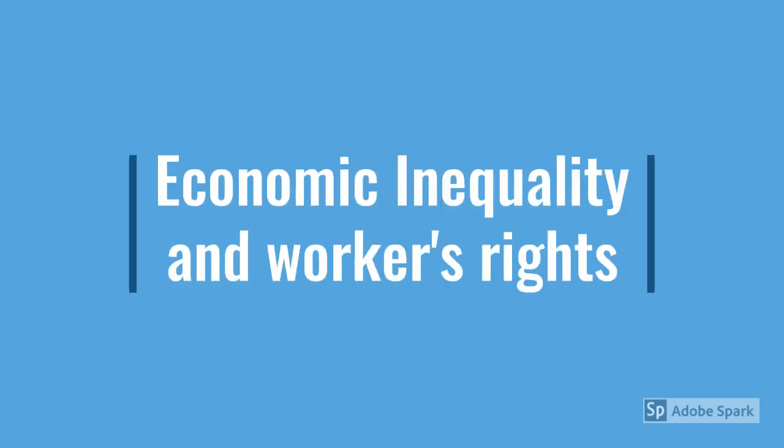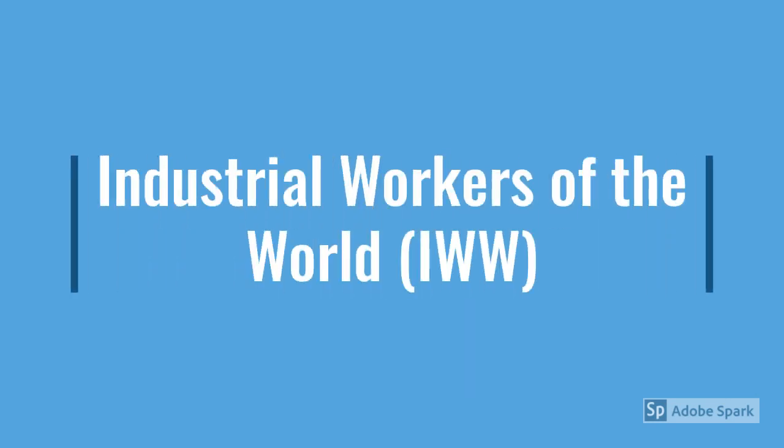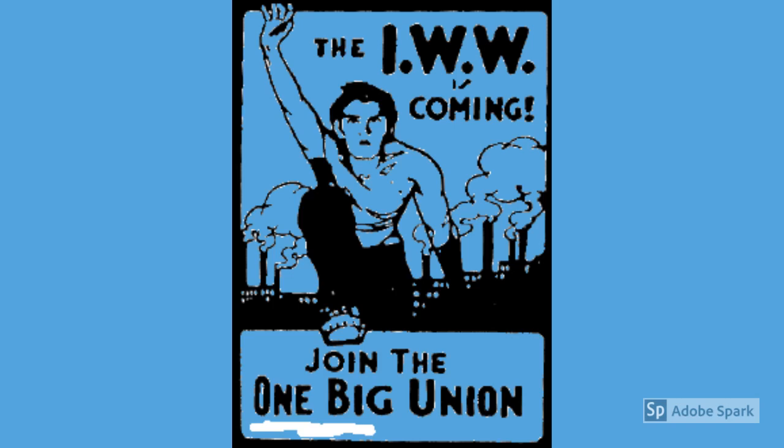Last but not least, economic inequality and workers' rights were major focuses of progressive movements during this time period. There were the Industrial Workers of the World, founded in Chicago in 1905. This was a union that tried to oppose capitalism and promote socialism. The leader of the union was William "Big Bill" Haywood. He organized lumber workers, migrant farmers, miners, and textile workers to overthrow the capitalist system. Here is an Industrial Workers of the World propaganda poster.